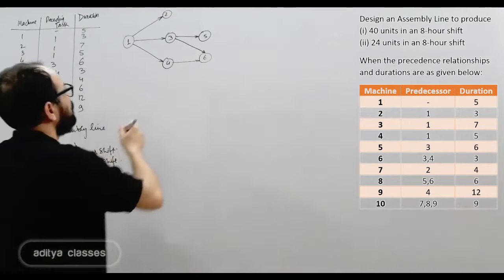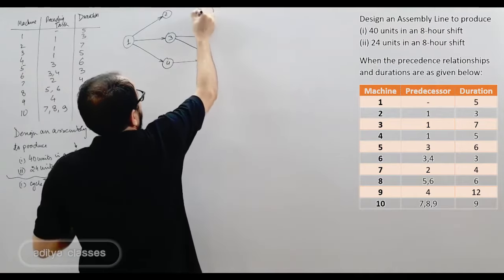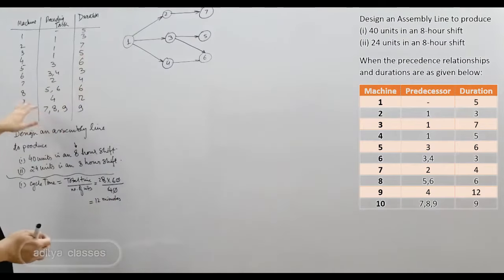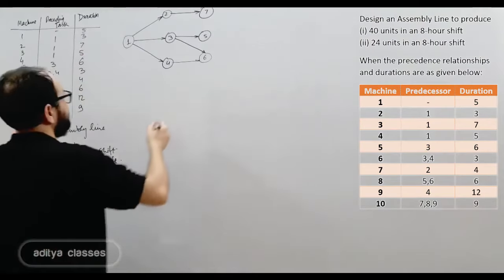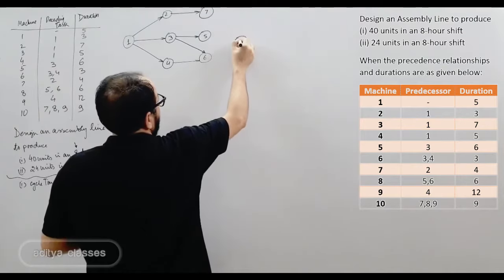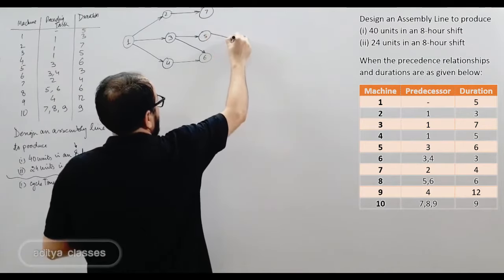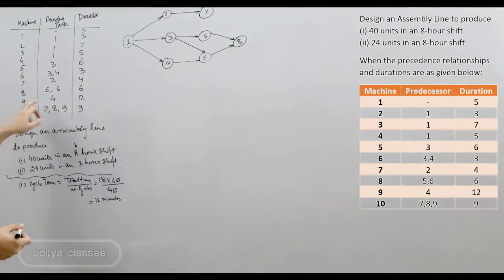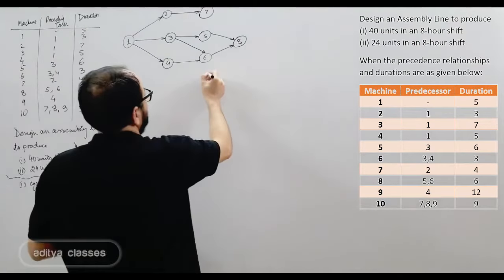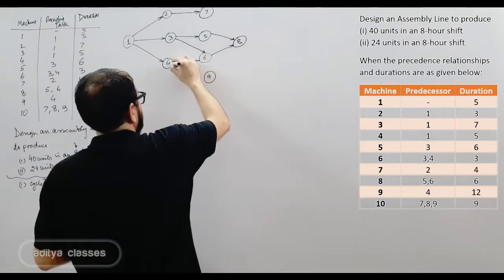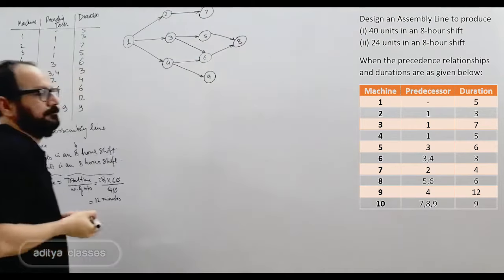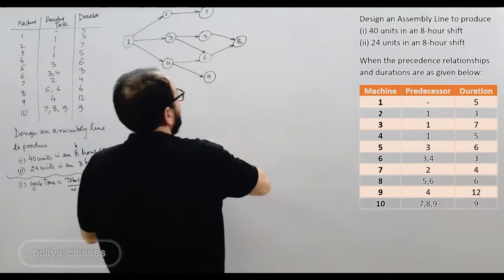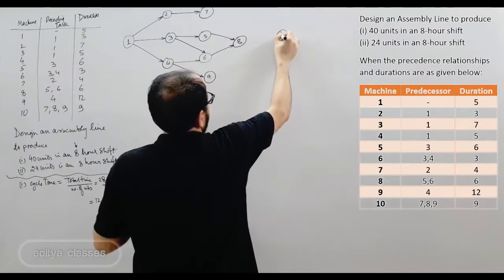7 is getting material from 2. 8 is getting material from 5 and 6. 5 and 6 both are supplying material to 8. 9 is getting material from 4. 10 is getting material from 7, 8 and 9. So we can have 10 over here.